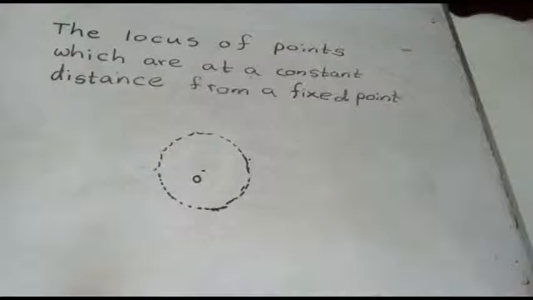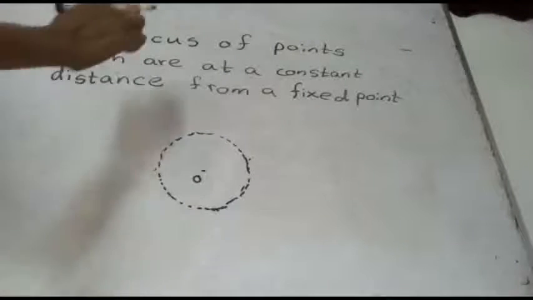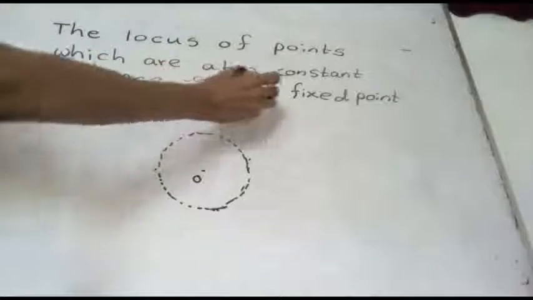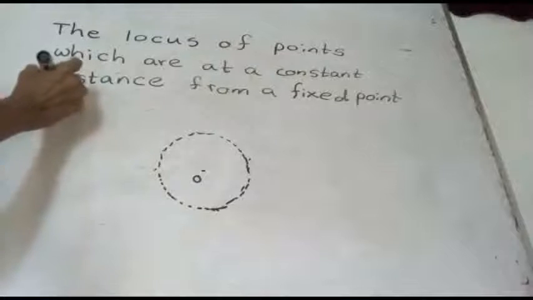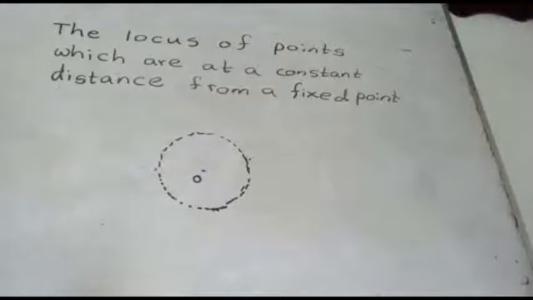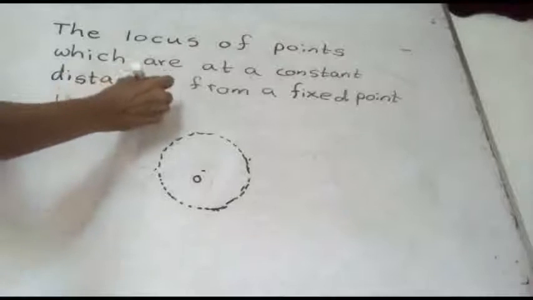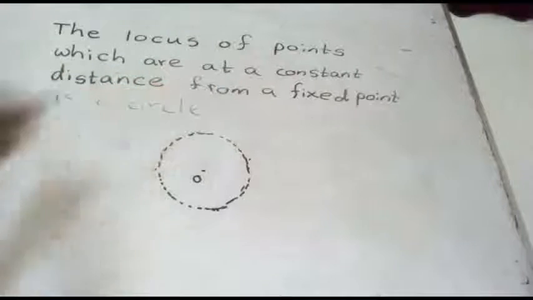The locus of points on a plane which are at a constant distance from a fixed point is a circle.